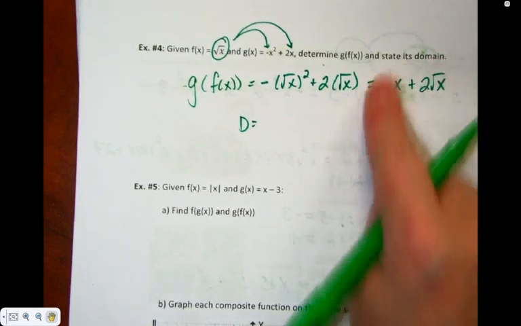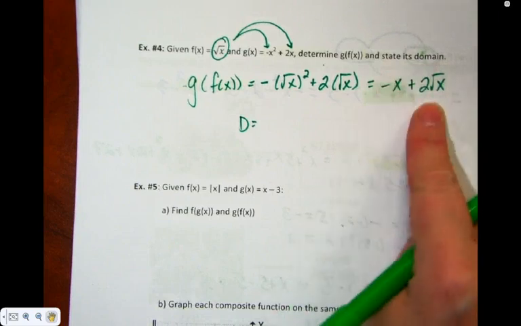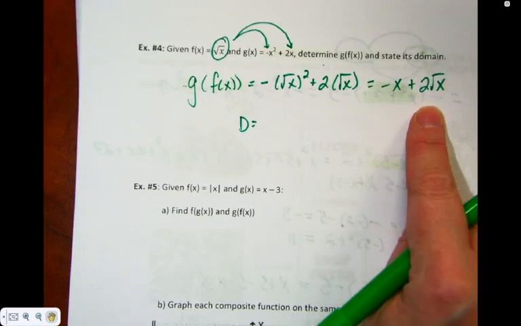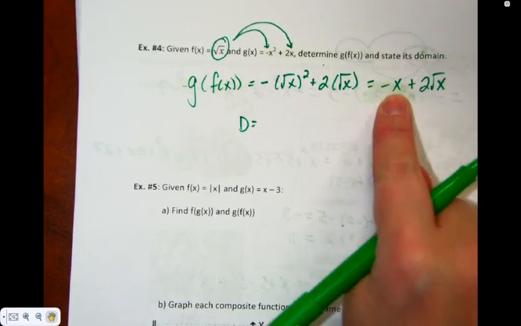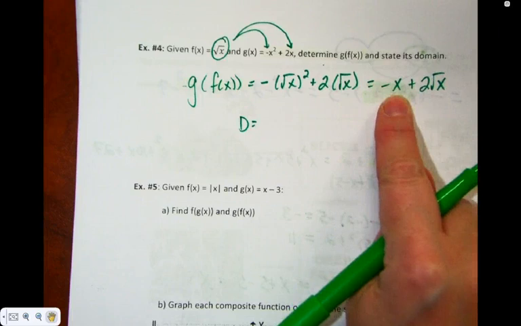Sometimes the composition is a little bit scary because we've never graphed anything like this. The only thing you're worried about is any kind of asymptotes, any kind of restrictions, anything that's going to limit your domain. So negative x is just a linear function. There's nothing there that's going to limit the domain. There's no holes, there's no asymptotes. It's going to be just x ∈ R.